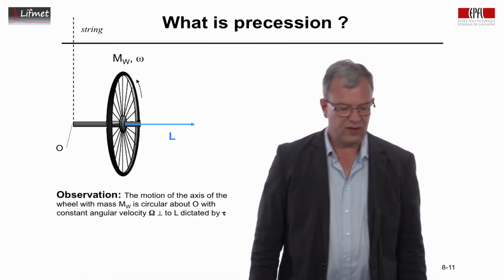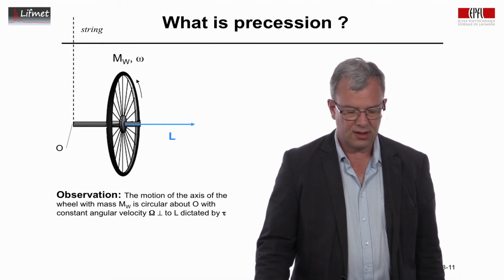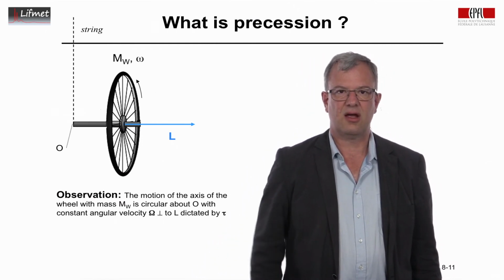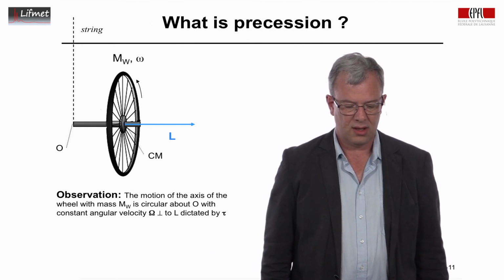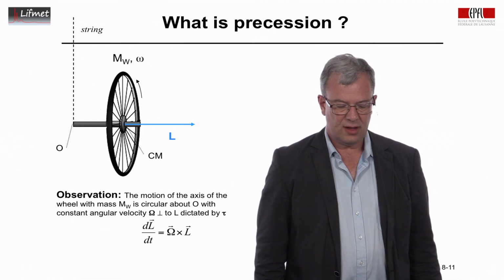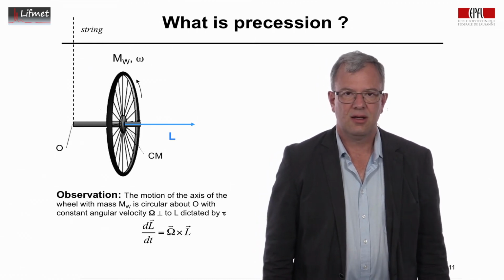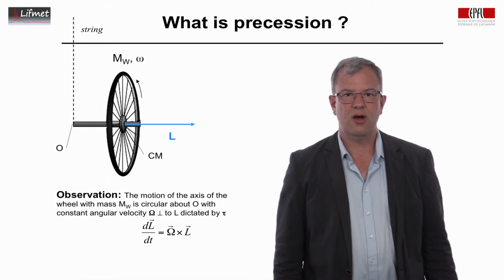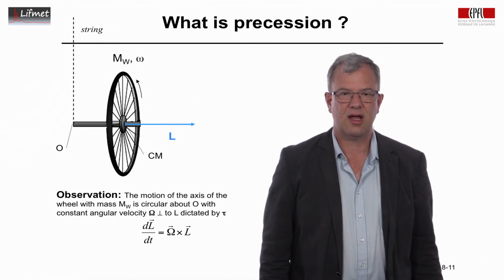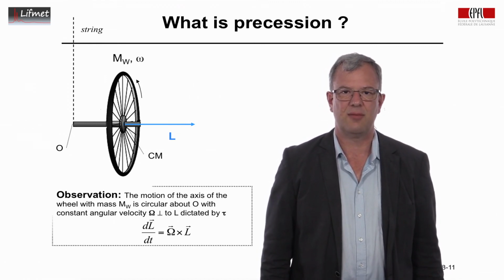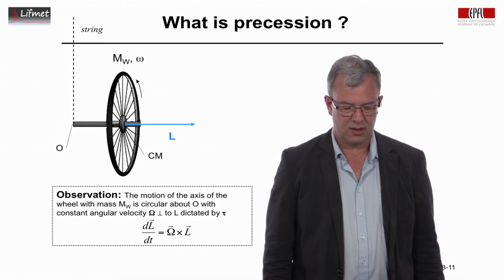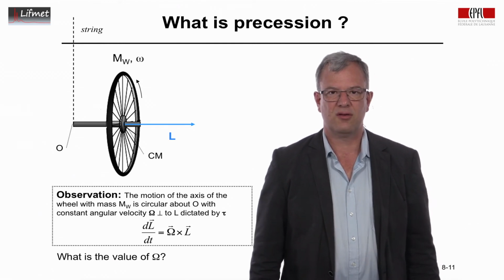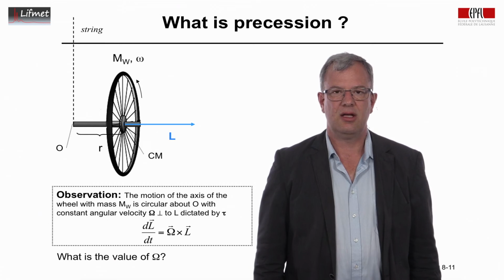Now, as we have seen in the demonstration, the motion of the axis of the wheel is circular about the point O, and it has a constant angular velocity, which is vertical to the angular momentum. Here's the center of mass of our wheel, and we will now calculate the motion here. Now, the motion that we've seen for the angular momentum is circular, so we know that the precession equation that is here again now for the angular momentum is valid in describing the motion of the angular momentum. Now we want to calculate here the precession frequency because it bears some analogy to the magnetization.